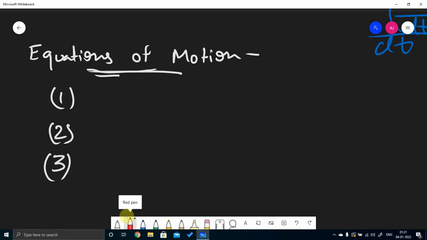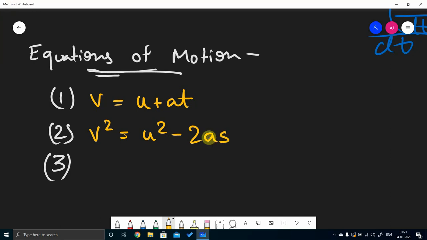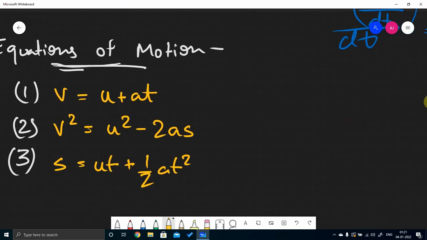So now the three equations basically are, let me write them in yellow. There's no specific order for them. You can write v is equal to u plus at. v square is equal to u square minus 2as. Yes, I will tell you what v, u, a, s, t are. And then we have s is equal to ut plus half at square. Now I'll tell you what each one of these is: v, u, a, s, t.